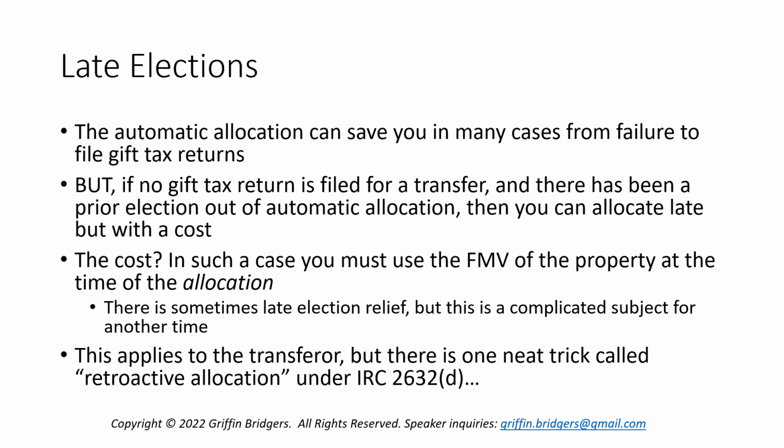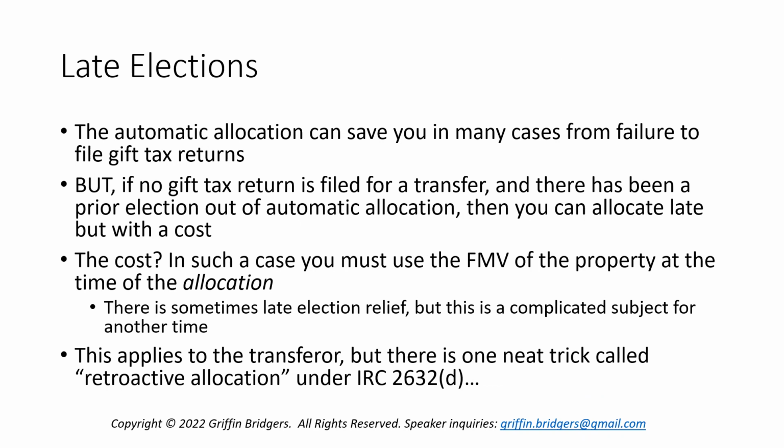Now, what if you never get around to filing the appropriate return to allocate GST exemption? Is all lost? Not necessarily. Automatic allocation is designed to cover you in this situation, and it can save you if there's a failure to file gift tax returns. But if you run into the situation where both A, no gift tax return is filed for a transfer, and B, you had a prior election out of automatic allocation for the trust in question, then you can do a late allocation of GST exemption to the trust, but with a cost.